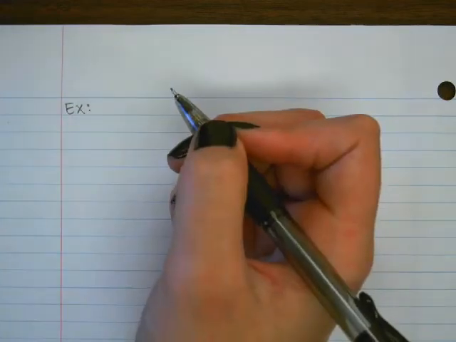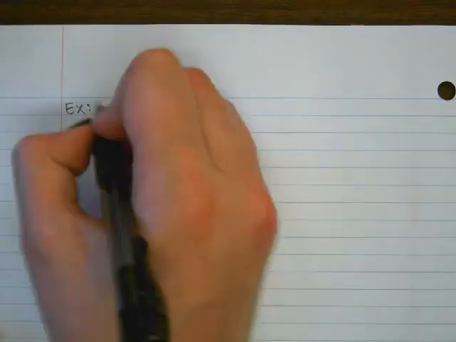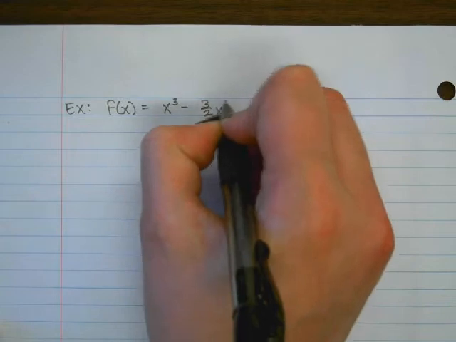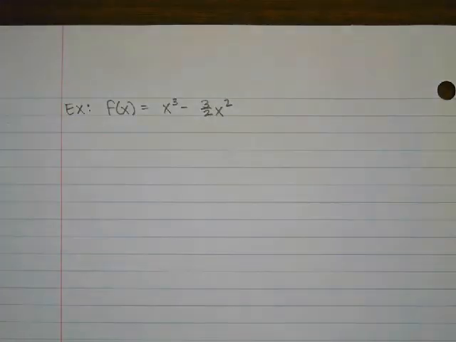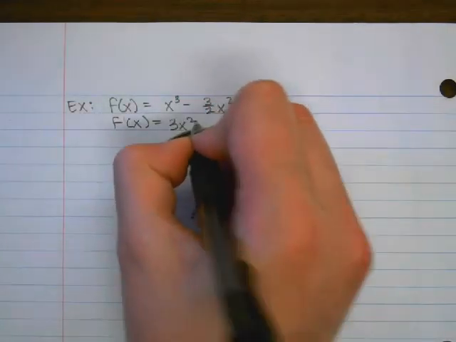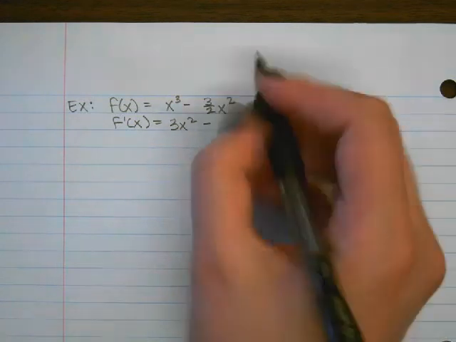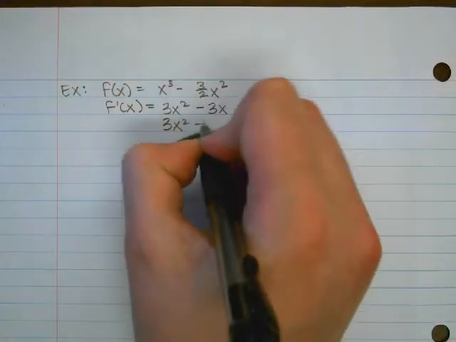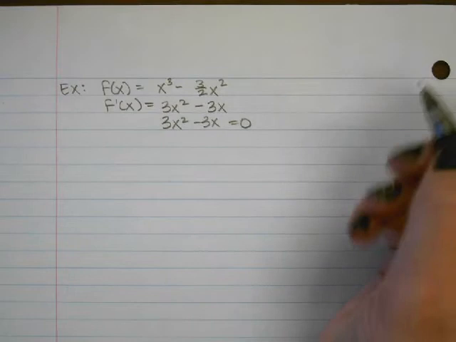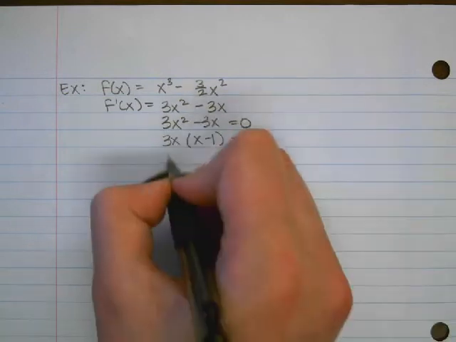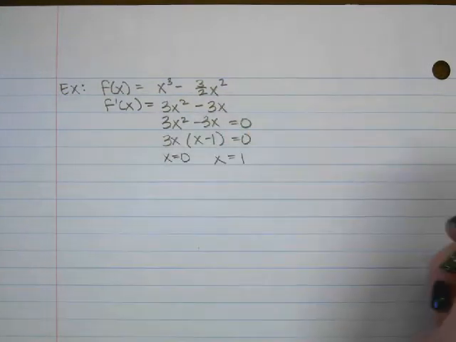So, second example, we're going to find the increasing and decreasing intervals as well as the local max and min on this one. So we have f of x equals x to the third minus 3/2 x squared. And I'm going to go ahead and take the derivative of that. So f prime of x is 3x squared minus 3/2 times 2 is just 3. And then I'm going to take that derivative and set it equal to 0. And I will factor that to solve it. So 3x times x minus 1. So x equals 0 and x equals 1.